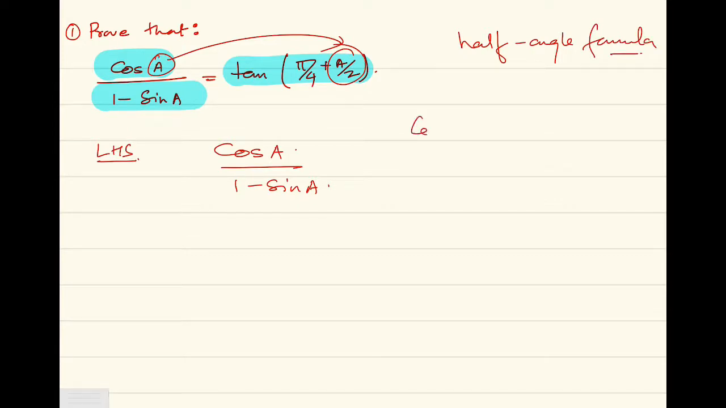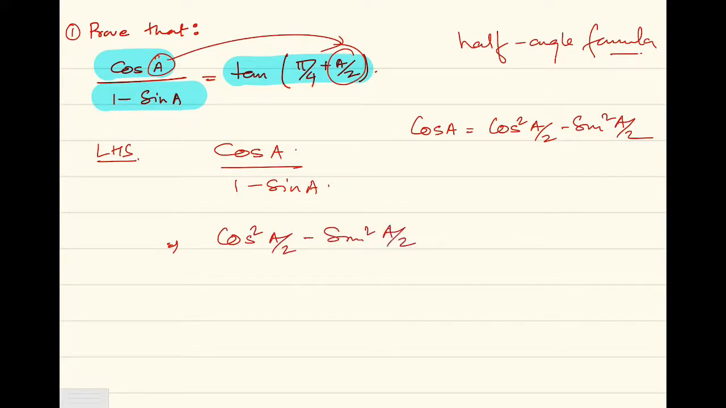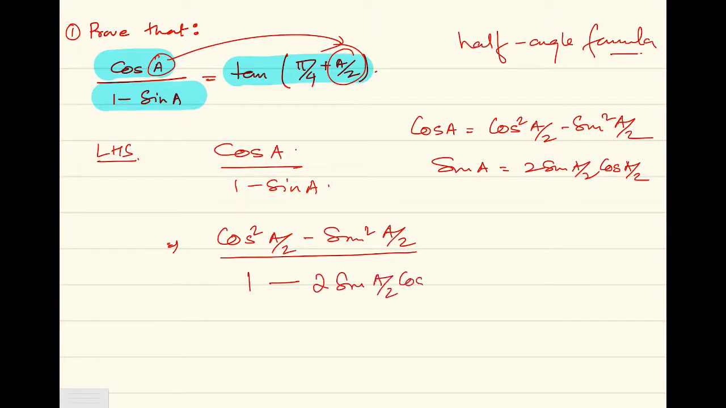What is the half angle formula of cos A? Cos A can be written as cos square A by 2 minus sine square A by 2, isn't it everyone? Yes, if you remember, this is the formula. So let's replace. I have cos square A by 2 minus sine square A by 2, divided by 1 minus sine A. What is the formula of sine A? That'll be 2 sine A by 2 cos A by 2, isn't it everyone? So let's replace that as well: 2 sine A by 2 cos A by 2, correct?